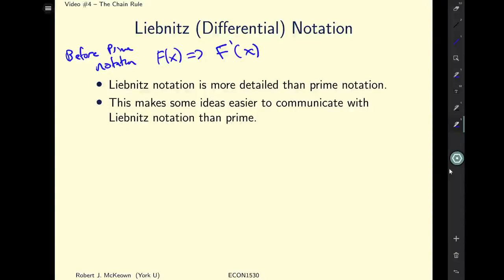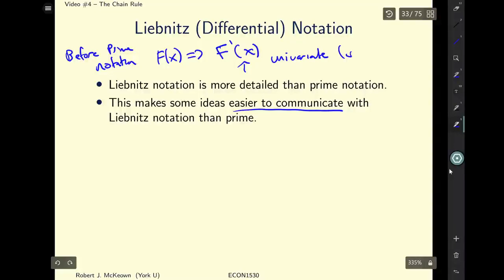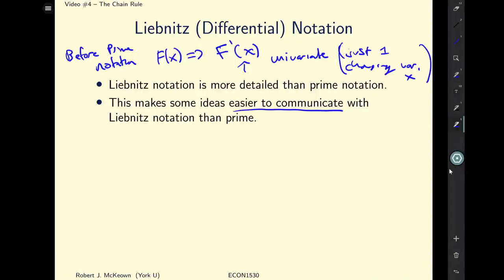And now we're going to introduce Leibniz notation. Why do we need Leibniz notation? More importantly, why do you need Leibniz notation? You need it because you're going to see it, and you're going to see it very often. Textbooks often prefer to use Leibniz notation because it's more specific and it makes it easier to communicate. Here, you need to know that we're taking the derivative with respect to x. That's easier when it's univariate, with just one changing variable, x. But it would be pretty confusing if we had more than one changing variable.